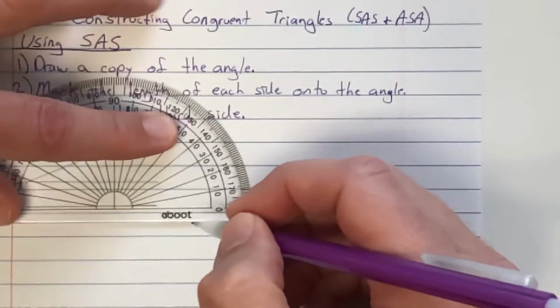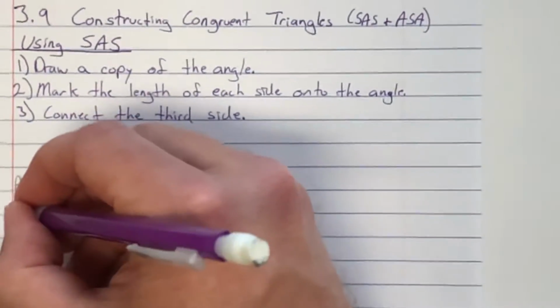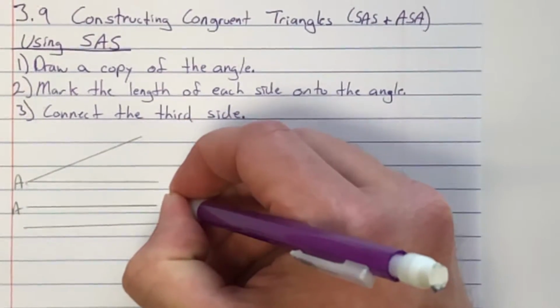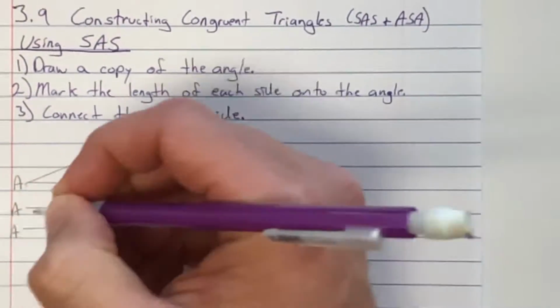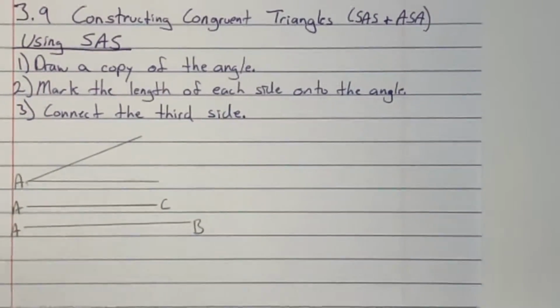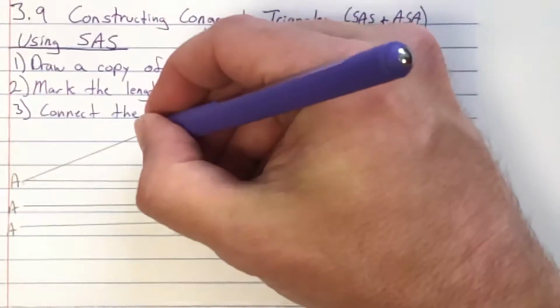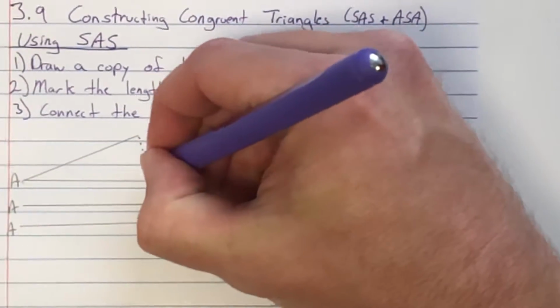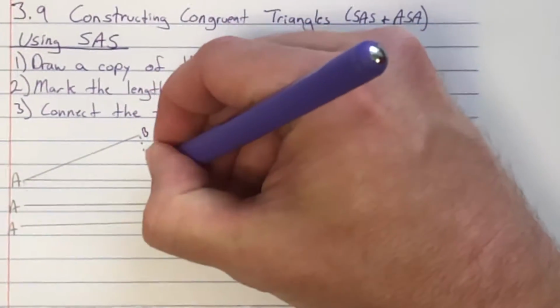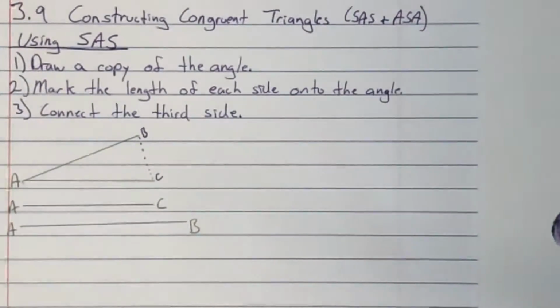We're going to label this angle A, and then we're going to do two lengths of sides. So draw one, and then another one. We'll label this one AC, and this one AB. And now we're going to make a triangle. If you will, imagine with me a triangle that is A, B, C. If you imagine that triangle, it'll give you an idea.